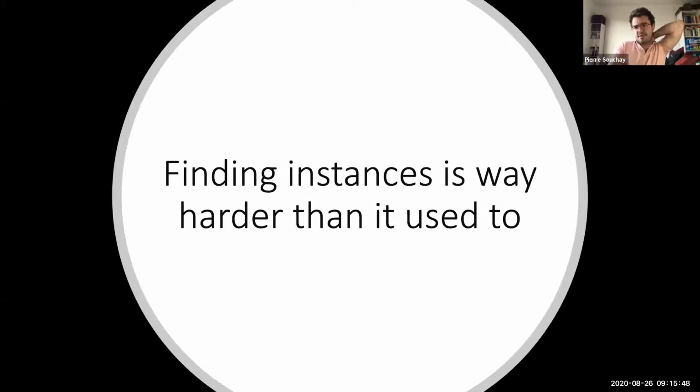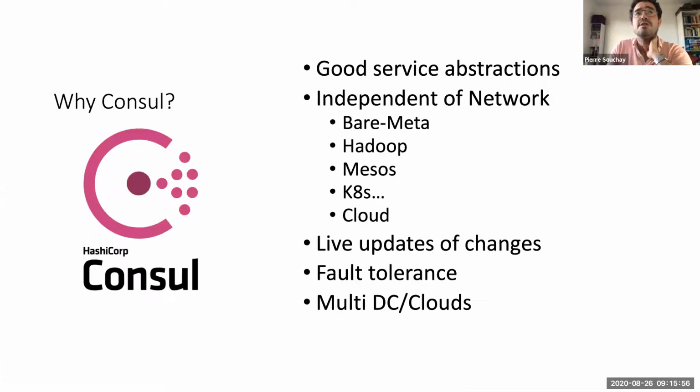So this move to containers was really showing the limits of all of what we made before, and we needed something new. So at that time, we chose to use Consul, around 2015. Why? Mostly because it had kind of reasonable service abstractions. It was independent of the network. We are running several ways of running applications. We are running bare metal, of course, Hadoop, Mesos at that time, Kubernetes, cloud.